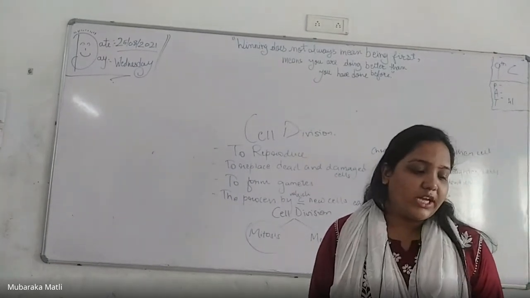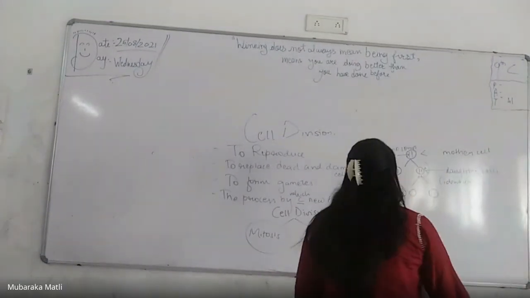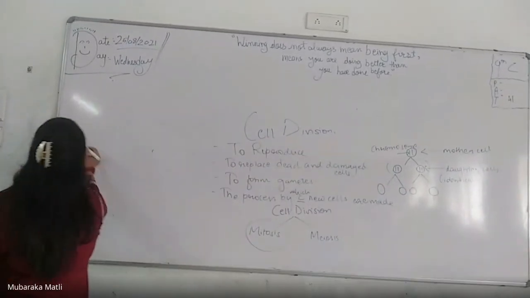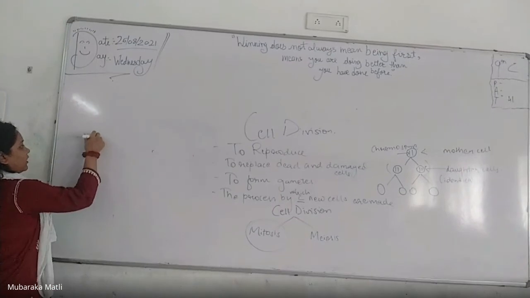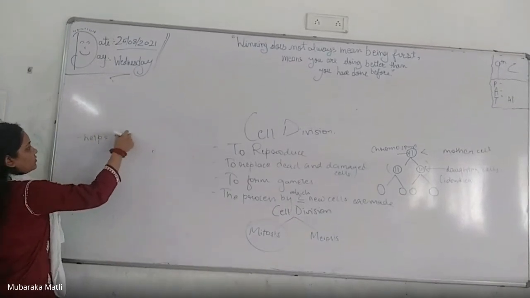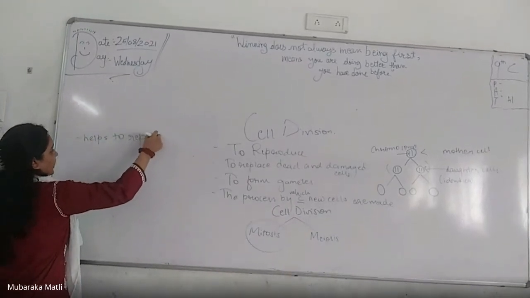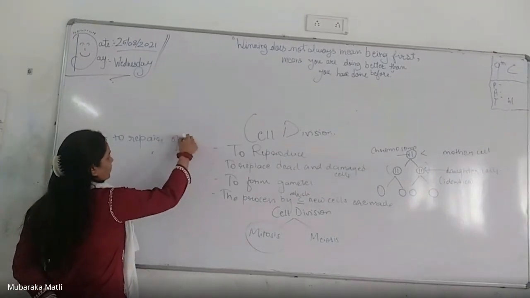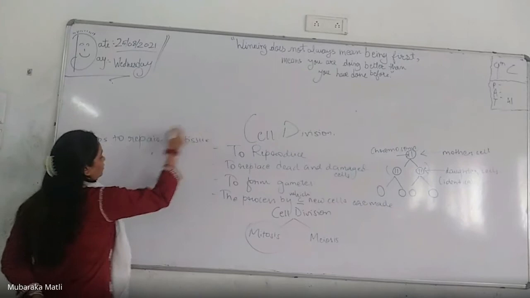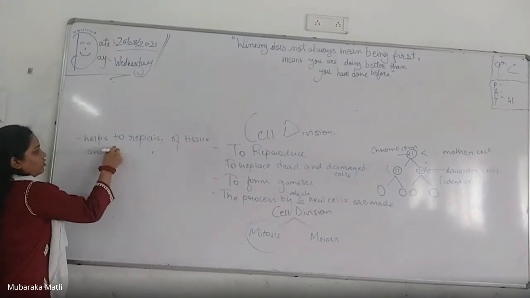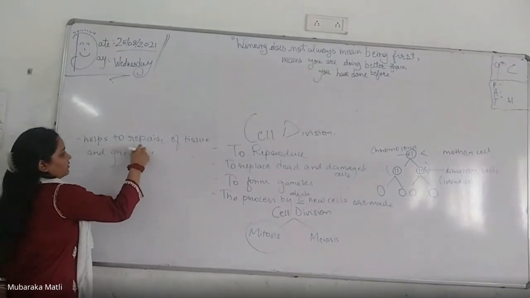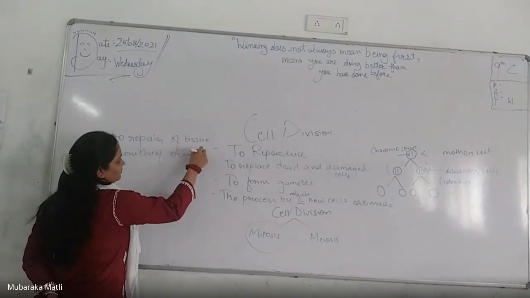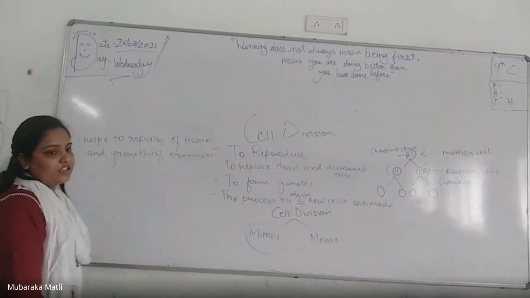It helps in growth and repair of tissues of the organism. What does cell division do? Helps to repair tissue and growth of organism, right? Understood?